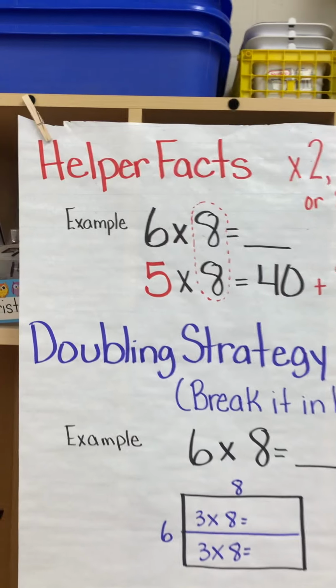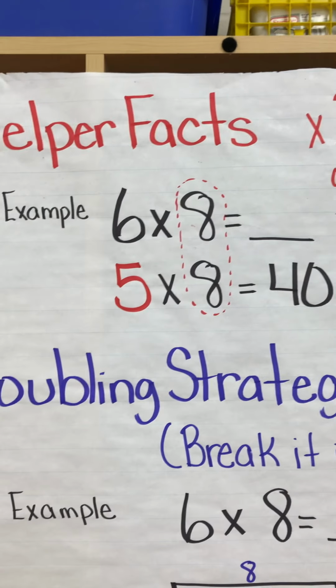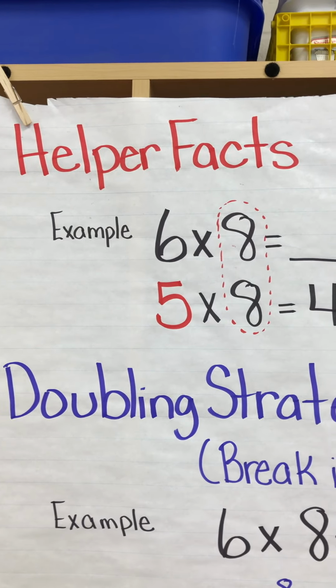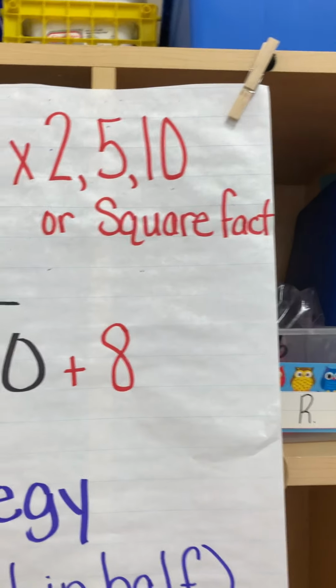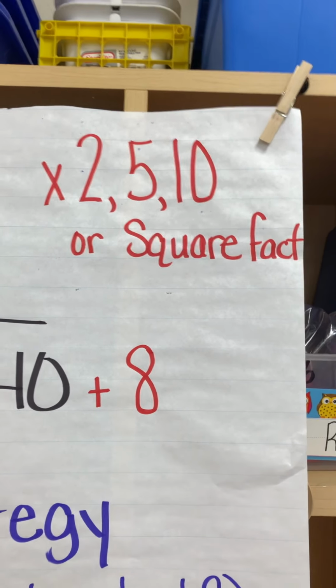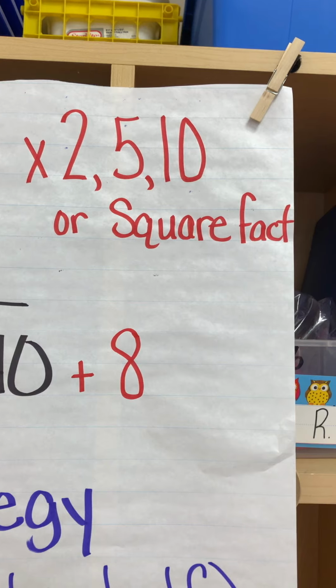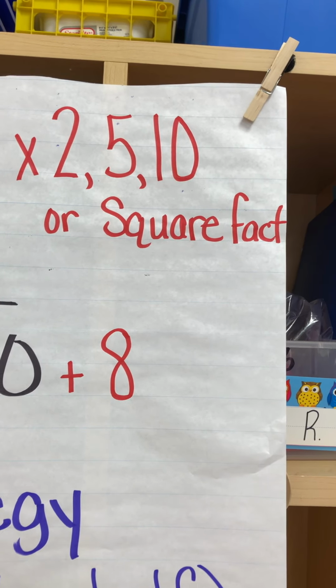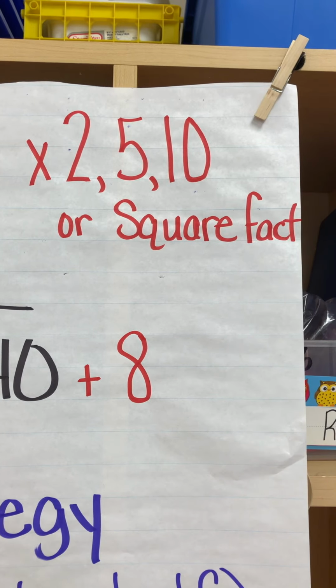So we learned that the helper fact strategy is when we have a problem such as 6 times 8 and maybe we don't know what it is, but we can use one of our helper facts. Our helper facts are those facts that we do know really, really well. We really know our times 2s, our times 5s, our times 10s, and many of the boys and girls really have memorized those square facts that we have rhymes for.